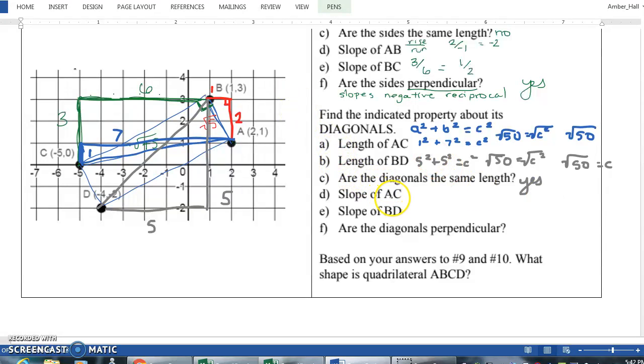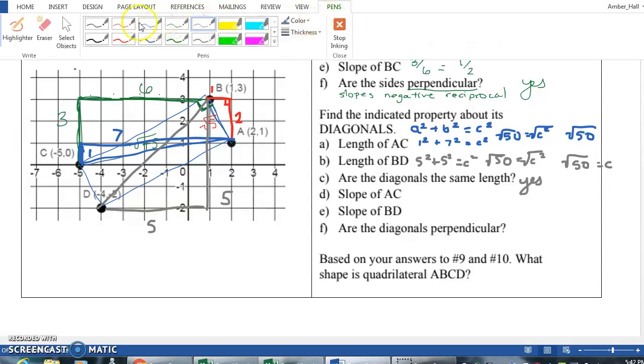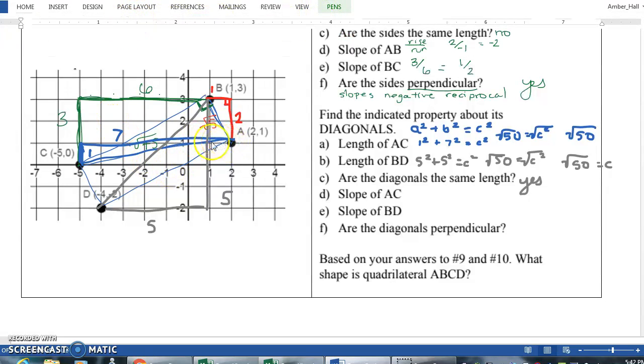Next, we need to find the slope of AC. So AC is right here. It's rise over run again. We rise up 1, and we run over 7. So the slope of AC is 1/7. The slope of BD, to get from D to B, we're rising 5 and we're running 5, which is reduced to 1. Are the diagonals perpendicular? Again, it needs to be the negative reciprocal. These are not negative reciprocals, so therefore they would not be perpendicular.